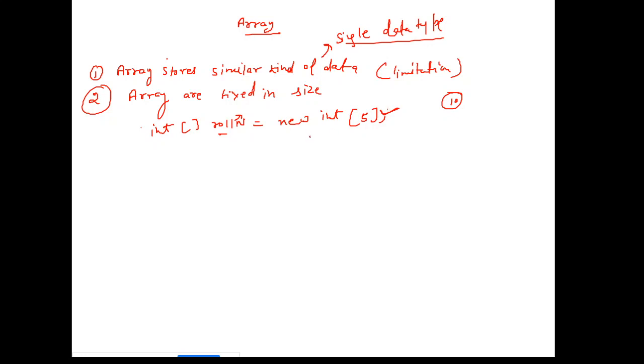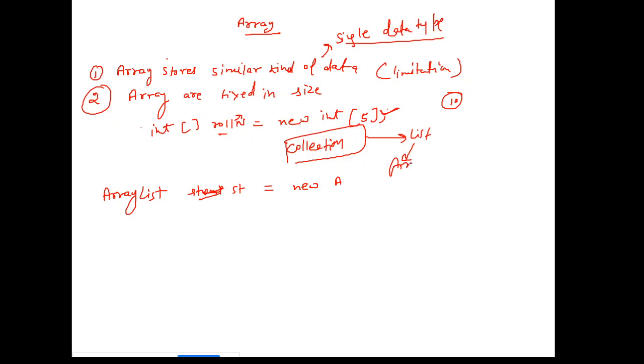So to overcome this problem we have collections, right? A collection can store data at runtime, like we define an array list, and here I can say student data. I am just defining st is equal to new array list. And collections have many kinds, like list, and list has array list and linked list, right?